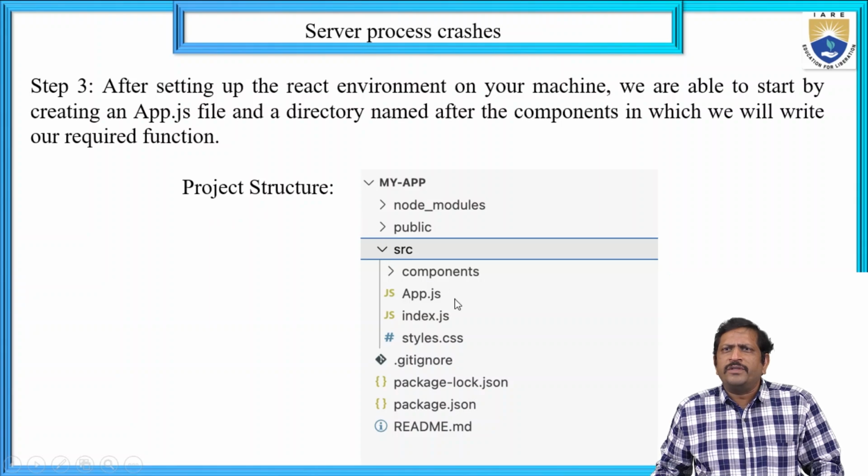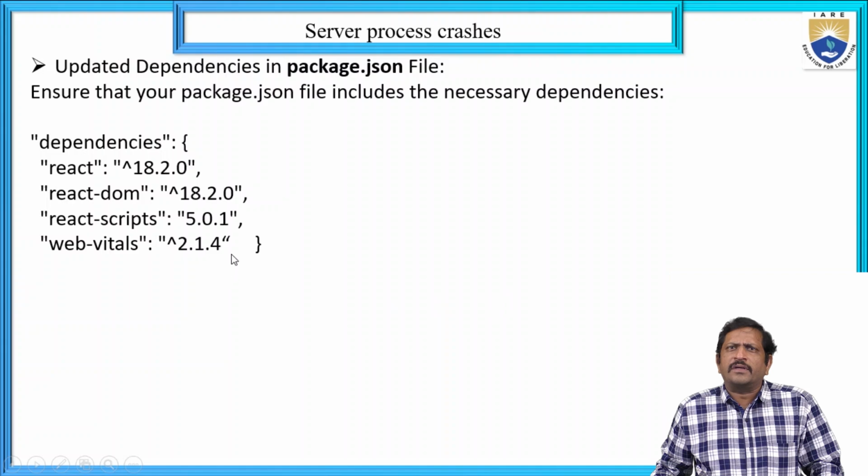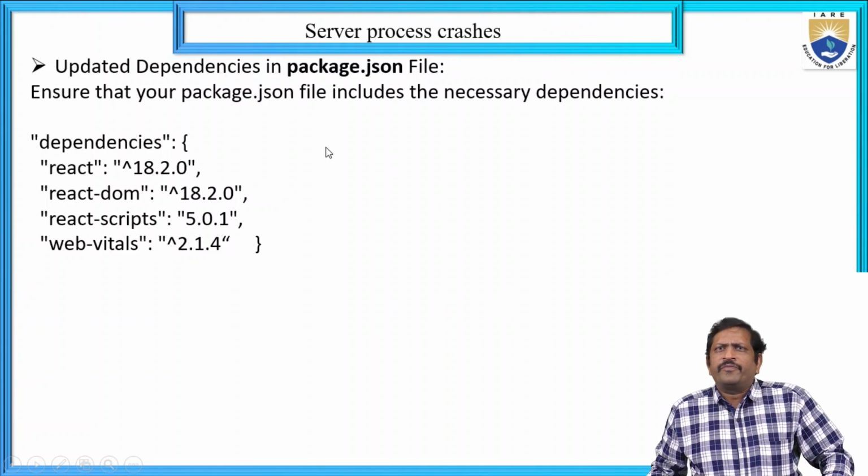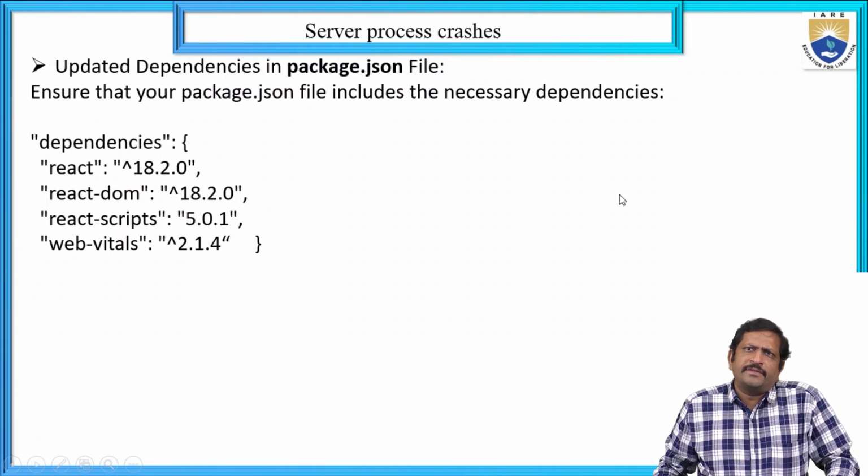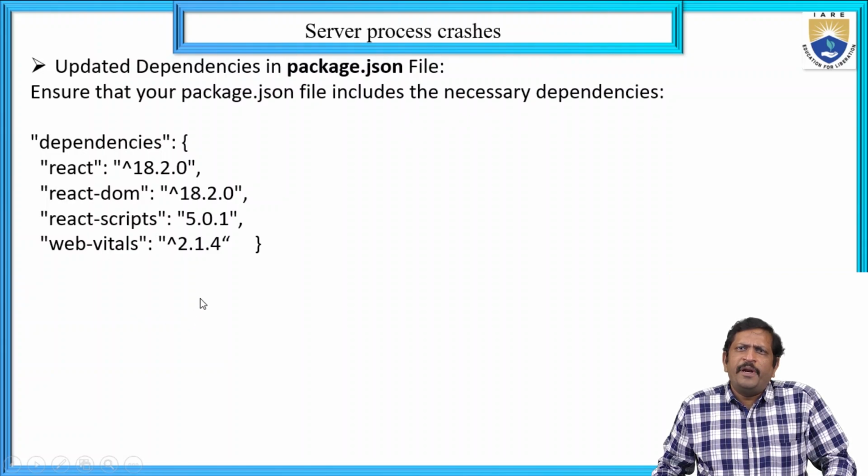So this is the project structure. Here we are now updating the dependencies in the package.json file. That means whatever dependencies exist in this package, we can update the numbers of the versions. Ensure that your package.json file includes these necessary dependencies.